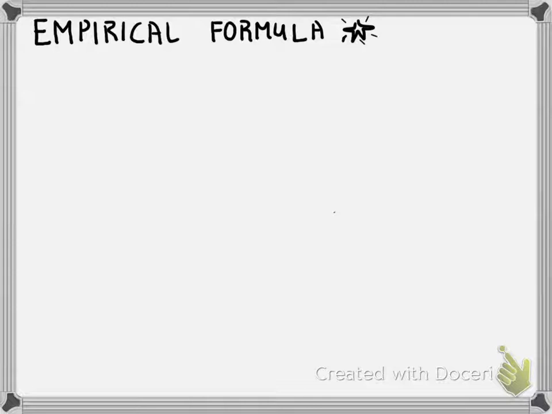There are a number of ways that you can do this. This is just the first example, probably the most straightforward example of how an empirical formula can be determined by doing an experiment. So we're going to look at an experiment that we saw in class, which is the decomposition of mercury oxide into its elements, mercury and oxygen.